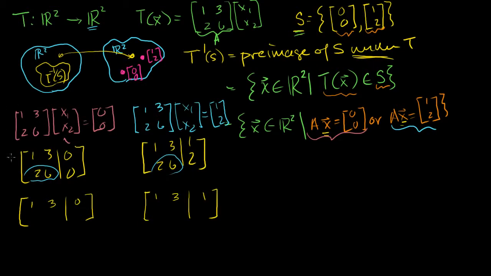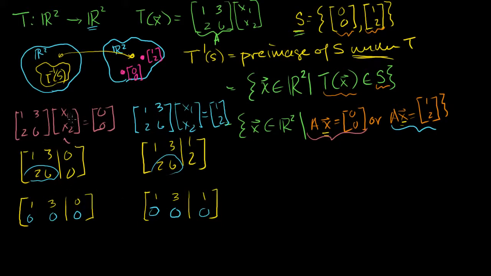So 2 minus 2 times 1 is 0. 6 minus 2 times 3 is 0. And of course, 0 minus 2 times 0 is 0. Here, 2 minus 2 times 1 is 0. 6 minus 2 times 3 is 0. And 2 minus 2 times 1 is 0. So we get all these zeros, and we're actually done. We have both of these augmented matrices in reduced row echelon form.